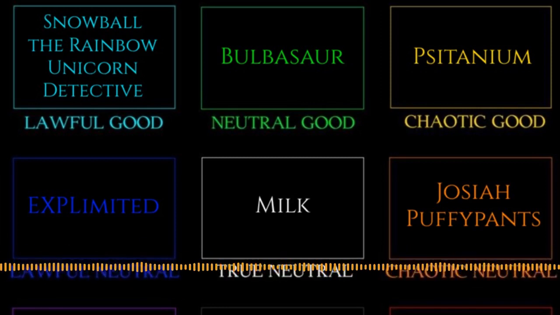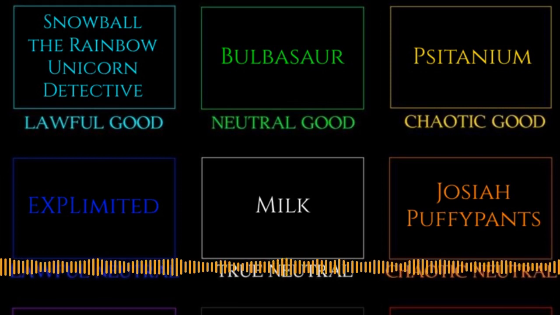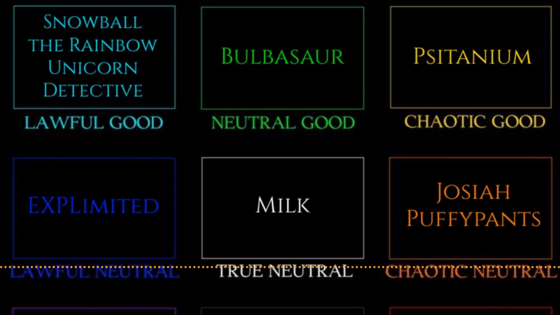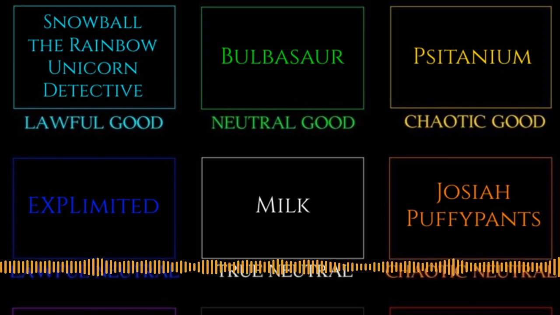He was helpful to the poor and stole from the rich and would not steal from the poor. So when you're thinking of lawful, you're thinking about a code that you follow implicitly. So it's either a code of conduct or a morality rule or something like that.